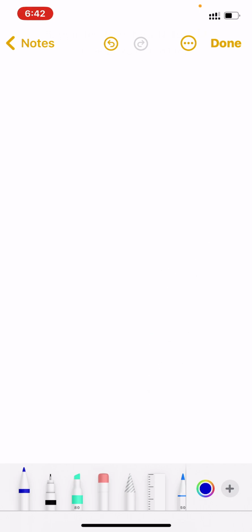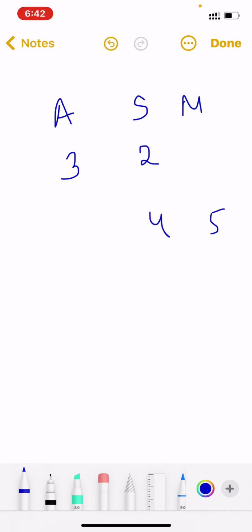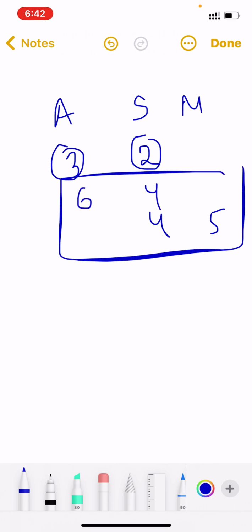Now question number 8. A sum of money was split among Anil, Sunil and Mita. The ratio of Anil to Sunil is 3:2 and Sunil to Mita is 4:5. Now we have to make this ratio equal. Multiply this by 2, so this becomes 6 and this becomes 4. So now the final ratio is 6:4:5.